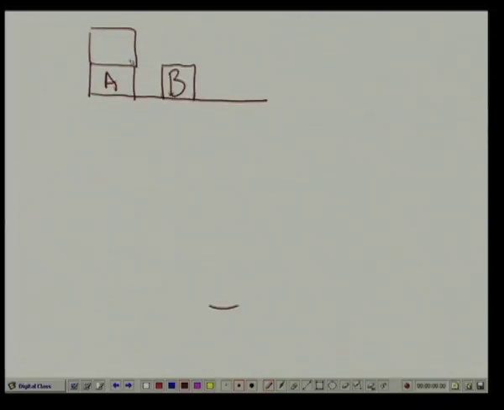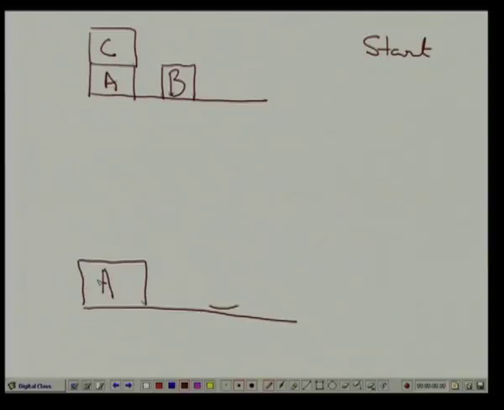Say suppose I have got some blocks here, A, B and C. These are 3 building blocks which are kept in this way. Now, this is my start state, and I want to arrive at a goal state which is something like this. I should have A and on that B, and C might be here.